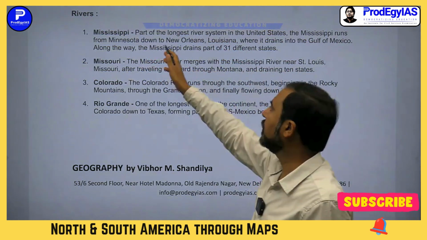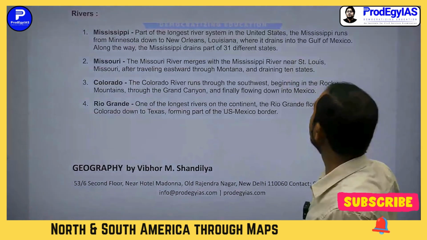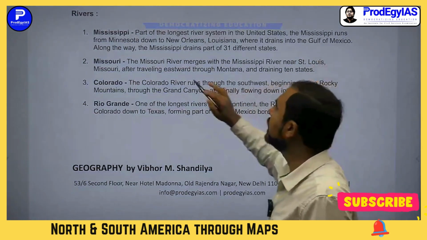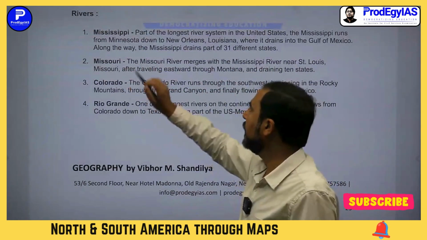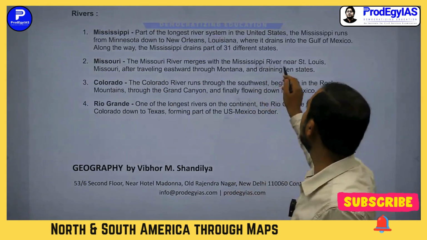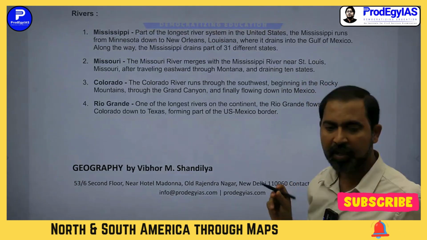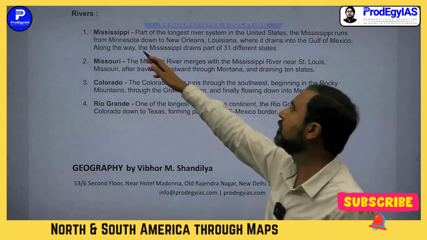It runs from Minnesota down to New Orleans, then finally falls into the Gulf of Mexico. Then the Missouri merges with the Mississippi River near St. Louis. St. Louis is a place where it merges with the Mississippi River.